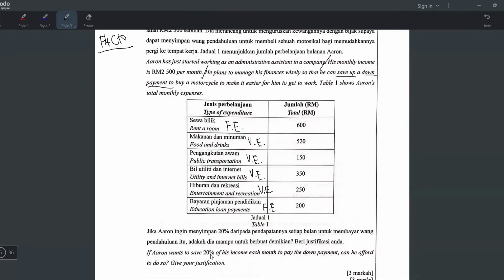If Aaron wants to save 20% of his income each month to pay the down payment, can he afford to do so? Give your justification. Okay, save 20% of his income. Can he afford to do so? Let's see. If I take 20% times 2,500, what do I get? 2,500 is the monthly income, right? 25 times 20 is RM 500. So 20% of your income, 500, to pay the down payment. But how much is the down payment? Dia tak cakap pun.